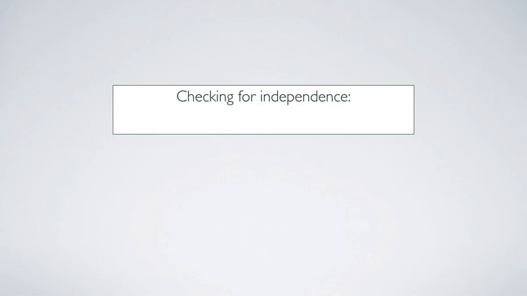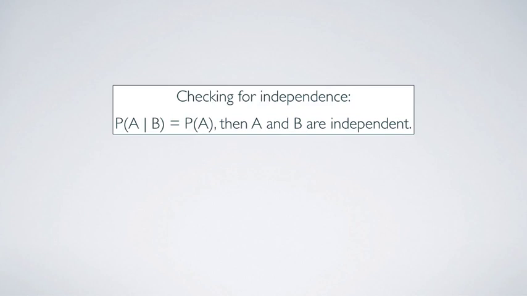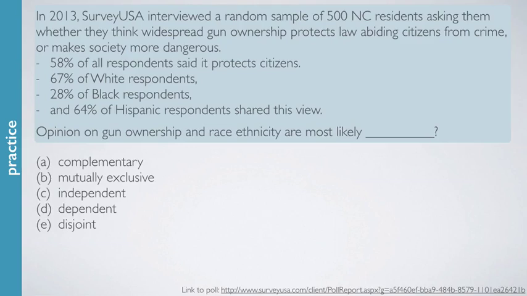Based on this definition, we can develop a general rule for checking for independence between random processes. If the probability of an event A occurring, given that event B occurred, is the same as the probability of event A occurring in the first place, then events A and B are said to be independent. This rule basically says that knowing B tells us nothing about A. Note that we use this vertical line notation to mean given, meaning probability of A given B. So let's put that rule to use real quick.